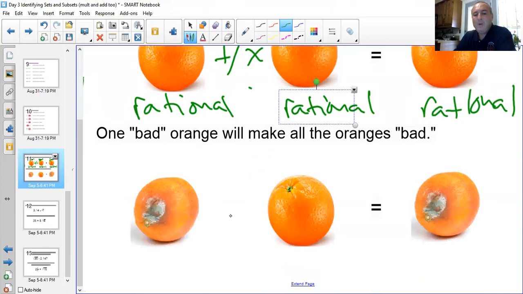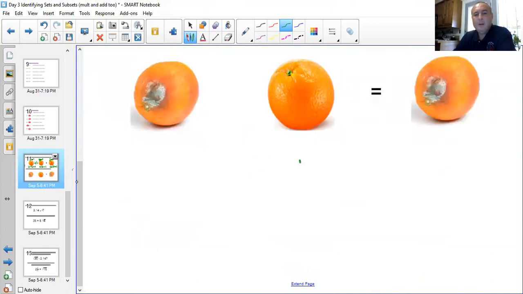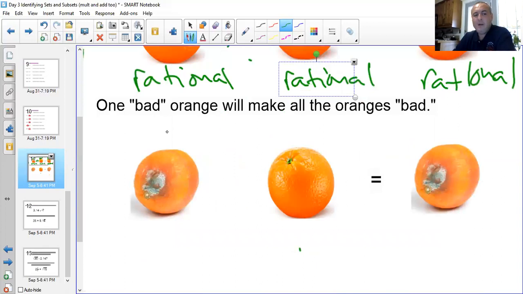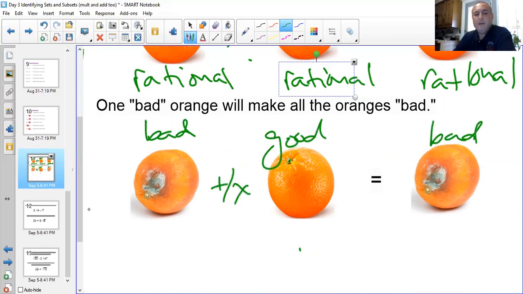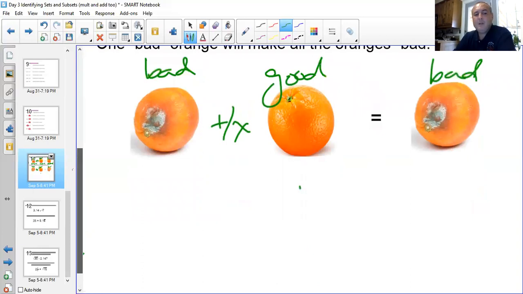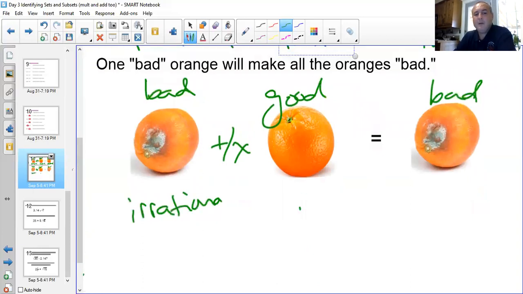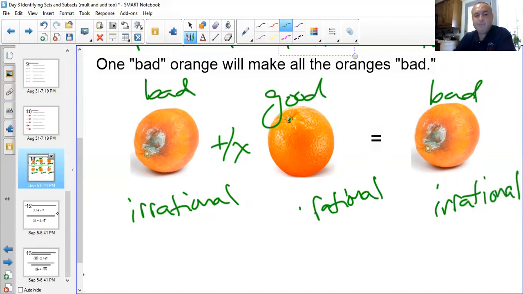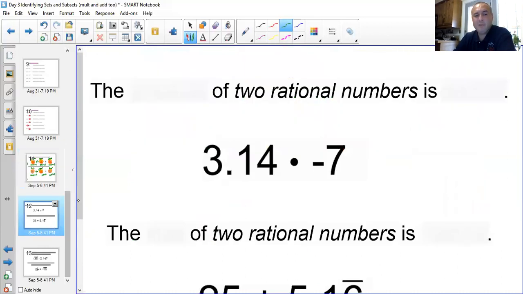Now, if you have one bad orange, that'll turn all the oranges bad. So here's your bad orange and your good orange. It's going to give you a bad orange, whether you add or multiply. Remember, adding is a sum, multiplying is a product. And your bad orange is going to be your irrational number. Your good orange is your rational, but either way, it's always going to yield a bad orange, or an irrational number. So there's four examples for you.